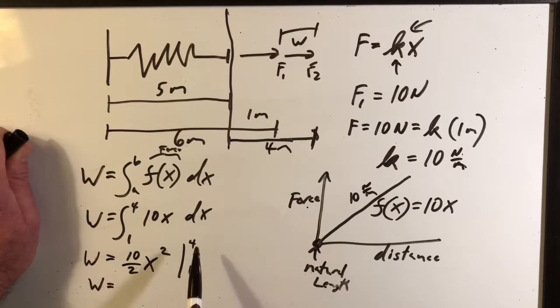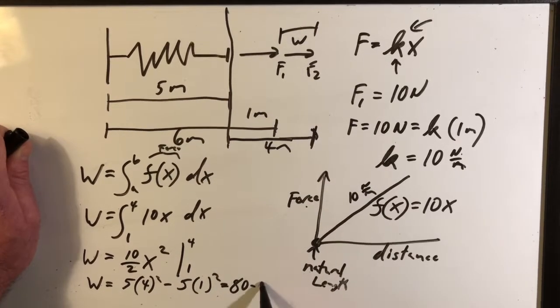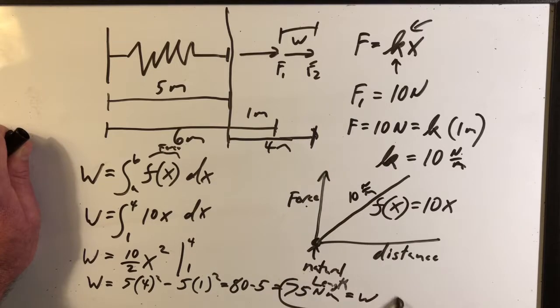Then work is just going to be 5 times 4 squared minus 5 times 1 squared, which is going to be equal to 16 times 5, which is 80, and then minus 5, 75 newton meters equals work. Or that's also 75 joules.